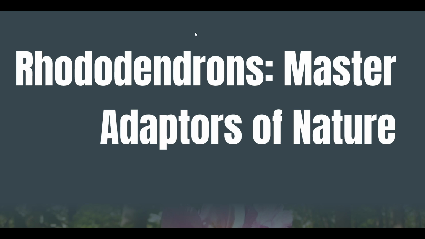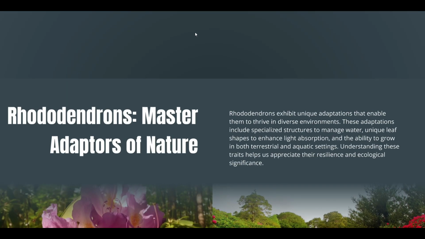So next, rhododendrons, masters of adaptation in nature. It is a great example of adaptation in nature. Rhododendrons exhibit unique adaptations that enable them to thrive in diverse environments. These adaptations include specialized structures to manage water, unique leaf shapes to enhance light absorption, and the ability to grow in both terrestrial and aquatic settings. Understanding these traits helps us appreciate their resilience and ecological significance. So they have a unique leaf shape that can absorb light and they have the ability to grow in any region.